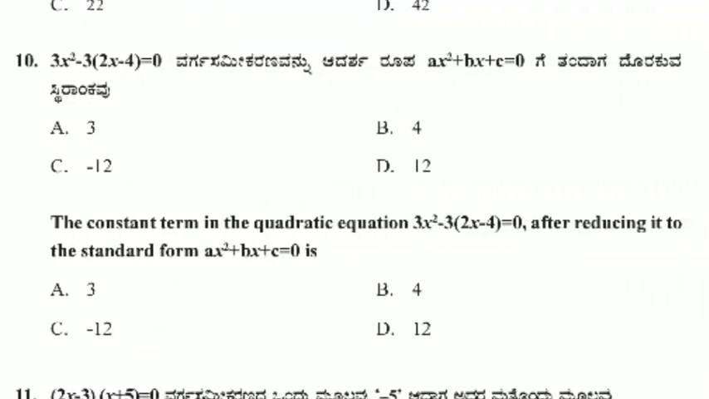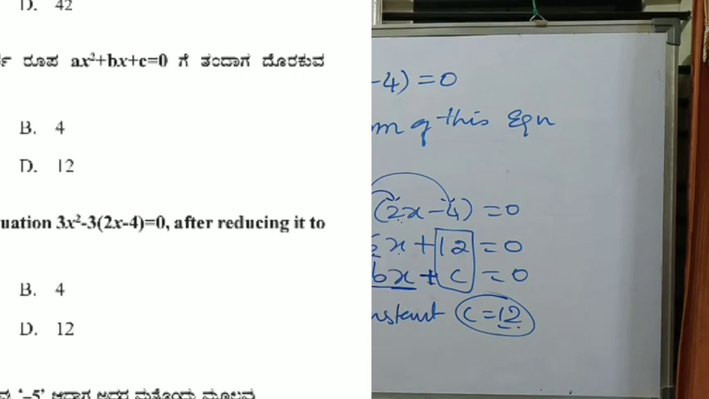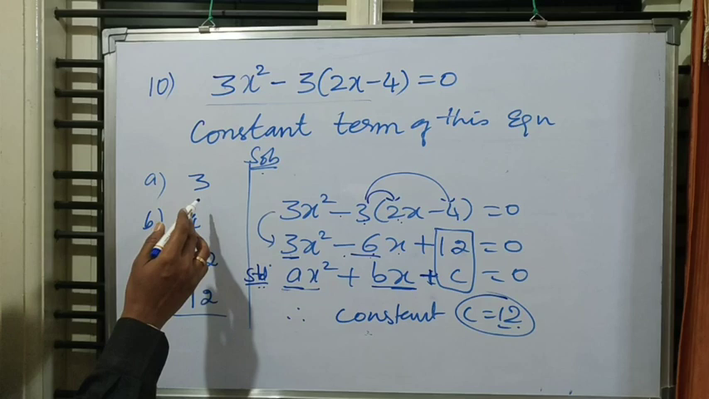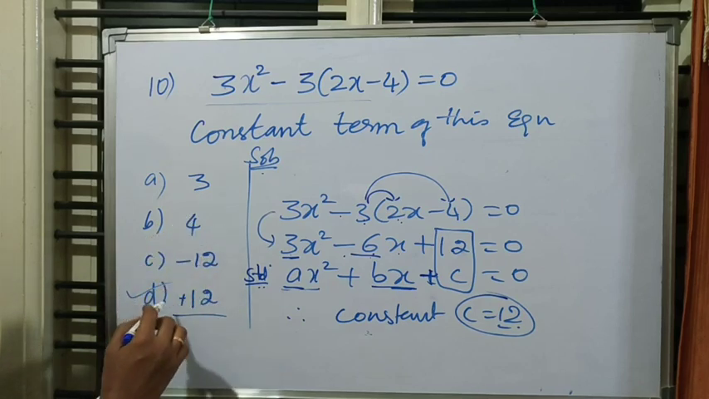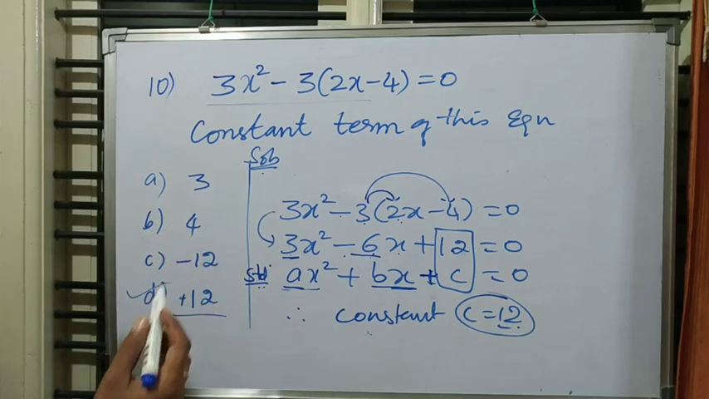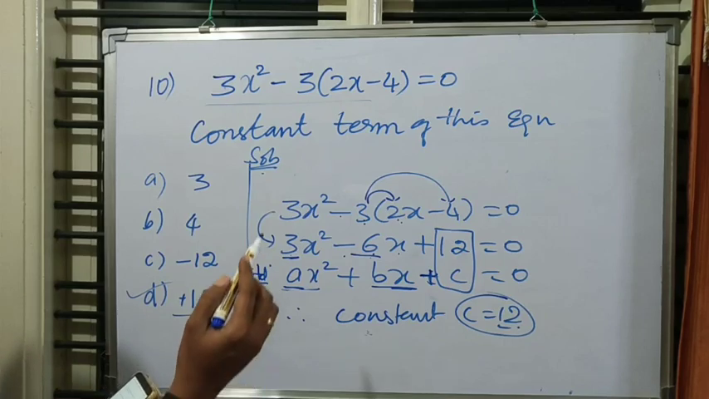The constant term in the quadratic equation 3x square minus 3 of (2x plus 4) is equal to 0, after reducing it to the standard form ax square plus bx plus c equals 0, is dash. The options are like this: A is 3, B is 4, C is minus 12 and D is 12. So now they have only given that clue, reduce it.